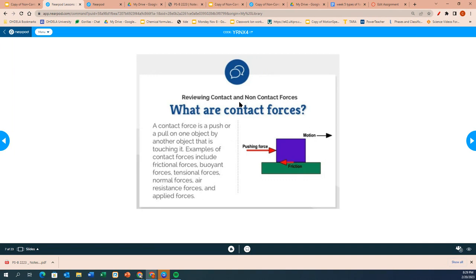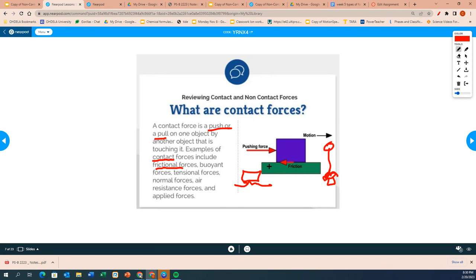So let's review contact and non-contact forces. A contact force is a push or pull of an object. Examples of contact, so making physical contact, include frictional forces. So here's friction on this block of wood, let's say. Buoyant forces, so buoyant means it's floating in water. So something that's floating in water. Tension forces, like a piece of rope, and you're pulling on that piece of rope with your hand. That's tension, or you're holding yourself up.